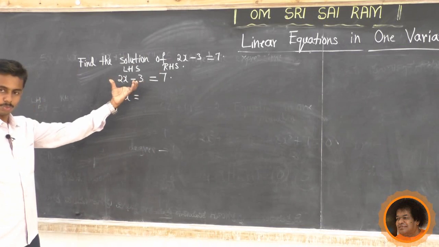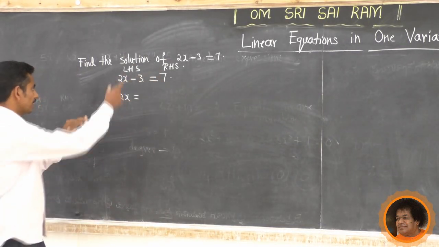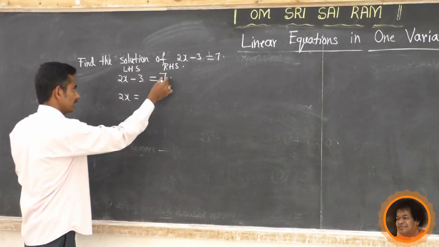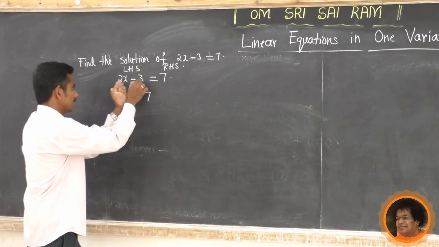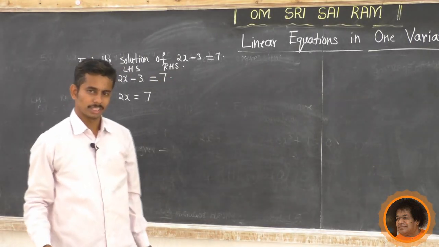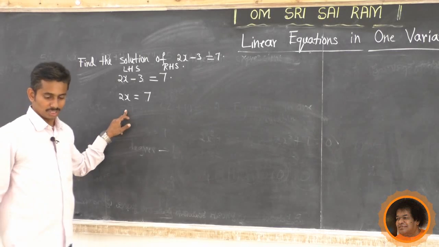In an equation, there are 2 sides. One is the left hand side, another one is the right hand side. In the left hand side, minus 3 is transposed to the right hand side. In the right hand side, 7 is already given. So 7, now minus 3 is transposed to the right hand side. It becomes plus. Why? There is one rule.